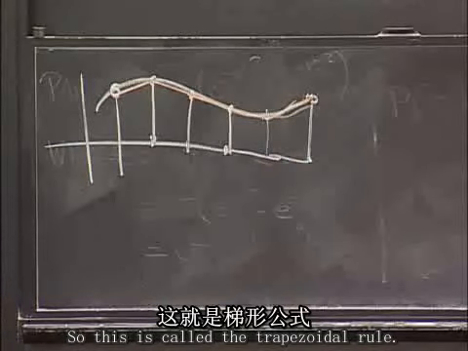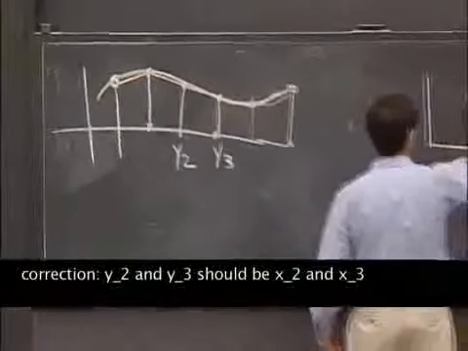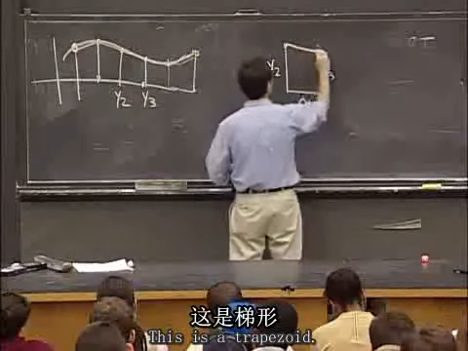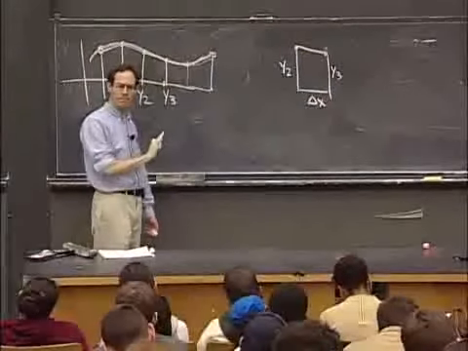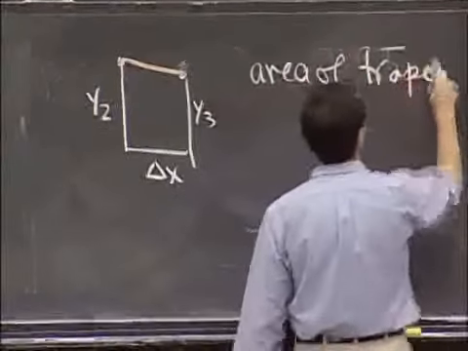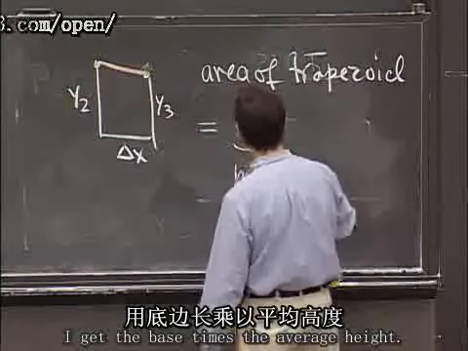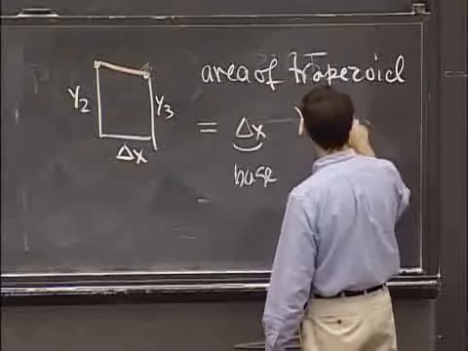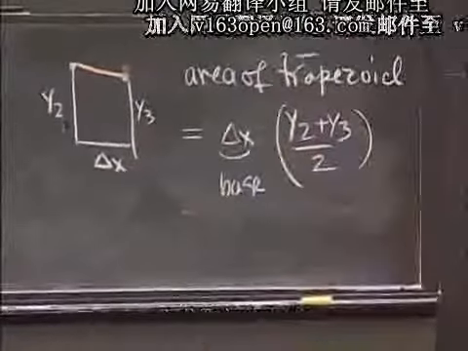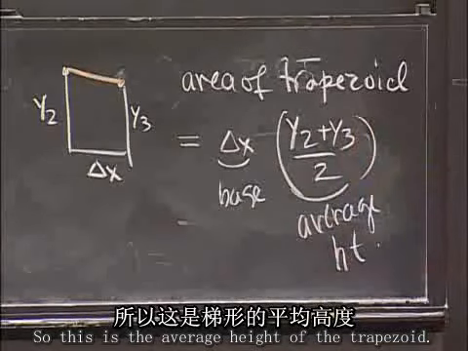All right, so this is called the trapezoidal rule, because if you pick one of these shapes, say this is y2 and this is y3, this height here is y2, and this height is y3, and this base is delta x, this is a trapezoid. So this being a trapezoid, I can figure out its area. And what do I get? I get the base times the average height. If you think about it, if you work out what happens when you do something with a straight line on top like that, you'll get this average. So this is the average height of the trapezoid.